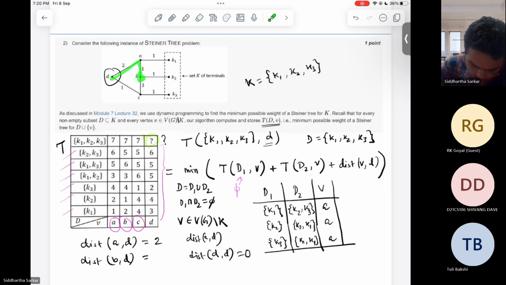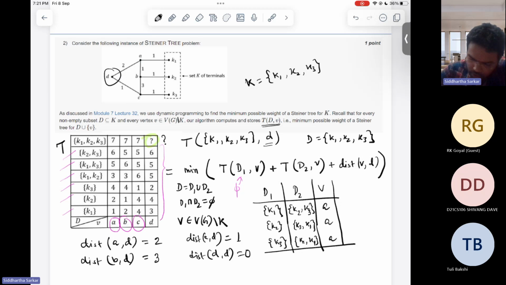How about B to D? This way it is 3, this way it is 4, so that would be 3. How about C to D? That is a direct edge of only one. Now we can look up the values.